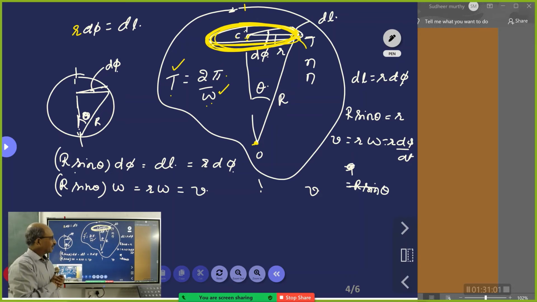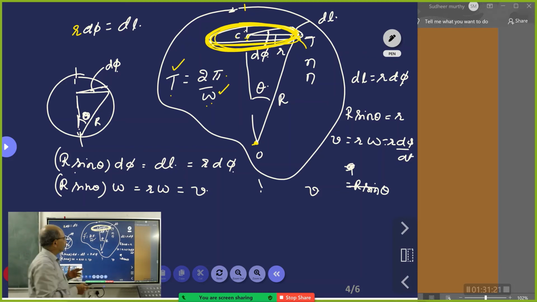But this equation is contradicting, sir. Why is it contradicting? V is equal to R omega, where you wrote, sir. R you can replace by R sin theta. For V to be constant, omega should be either linear velocity or angular velocity, sir. One of them is changing. Both of them cannot be changing.